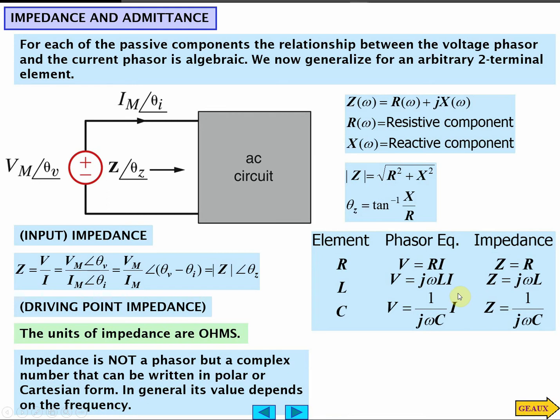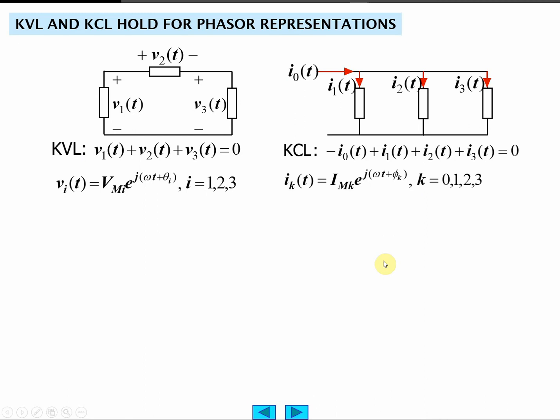Okay. Admittance is just the reciprocal of impedance. So KVL and KCL still work. We can talk about individual voltages, and they're going to be given by a magnitude and an e to the j omega t plus theta component.